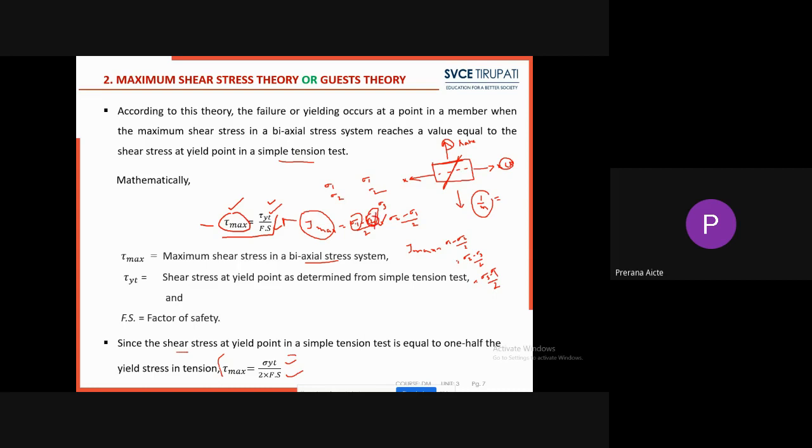What is sigma 1? It is the maximum principal stress. They will give the load, that is W by A. We are going to get a sigma 1 value. And what is sigma yt value for ductile material? Sigma y is equal to 0.44 into sigma u value.